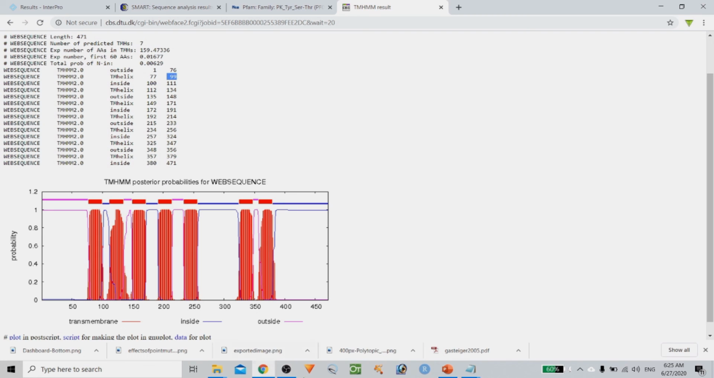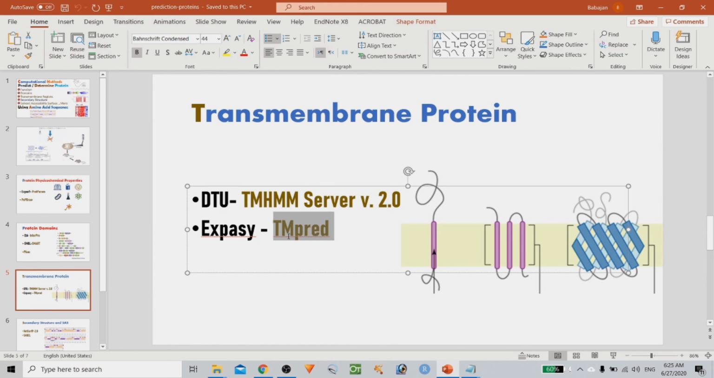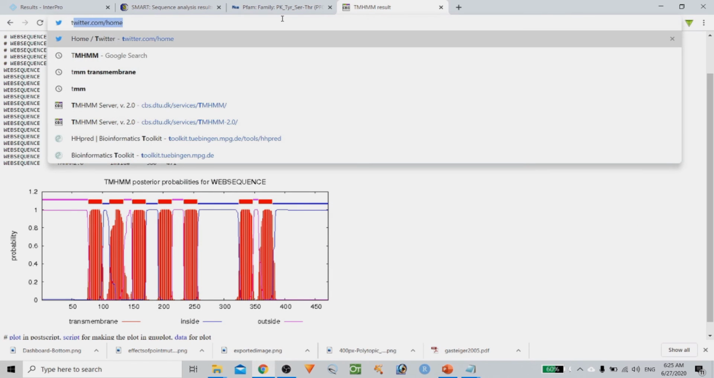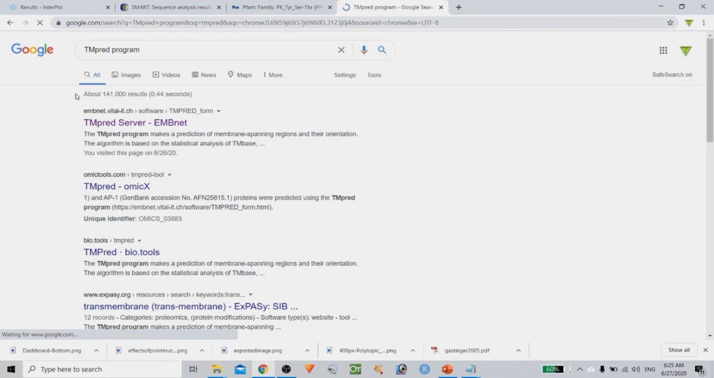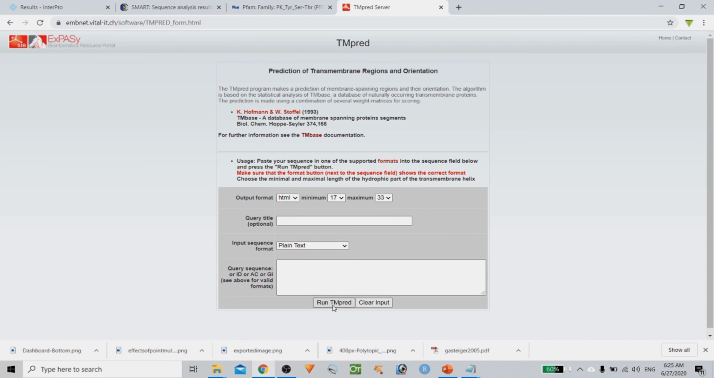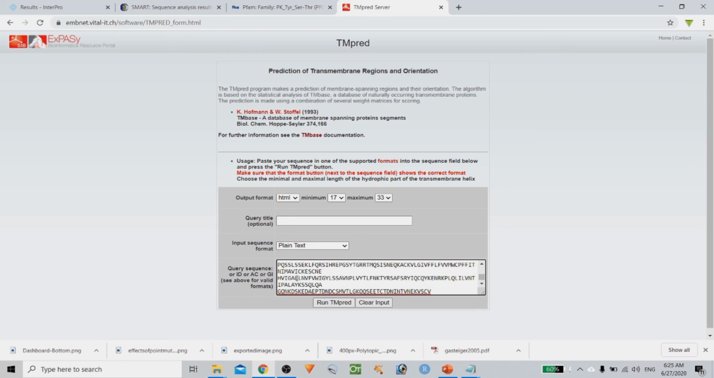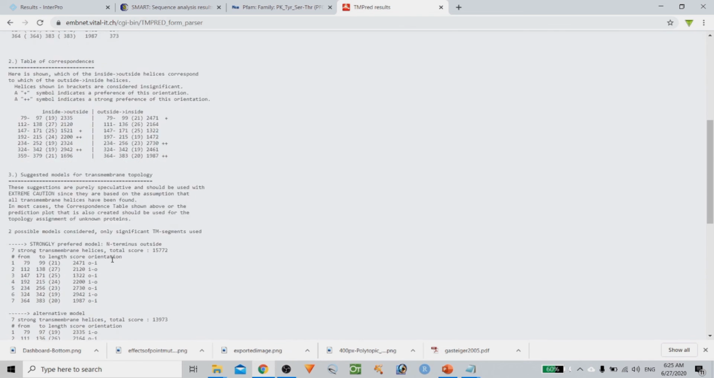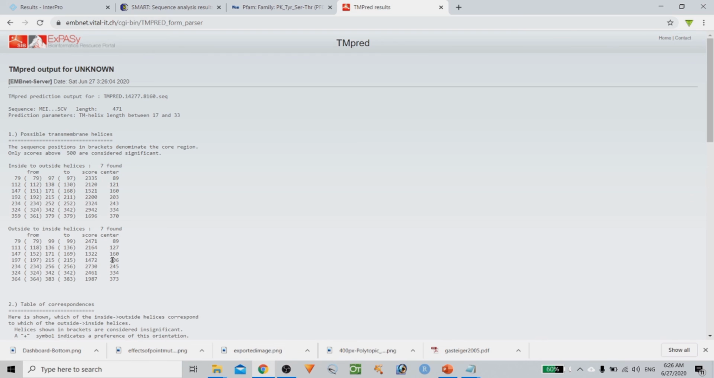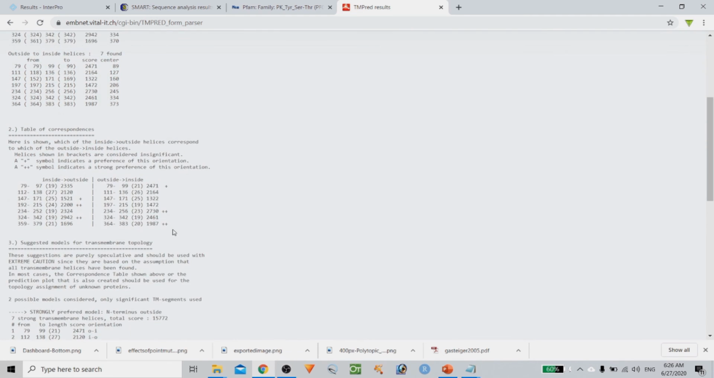Along with this, one more database is there to predict the transmembrane region. This is called TMpred. It is also identical to the previous annotation tool. You paste your amino acid sequence, very simple. Keep everything as default and click on run. Now it will show the same information as the previous one. You can see here seven outside helices have been found. It shows a similar kind of location and result.